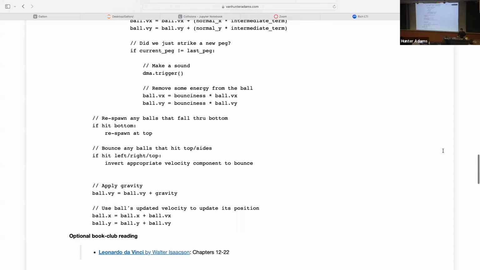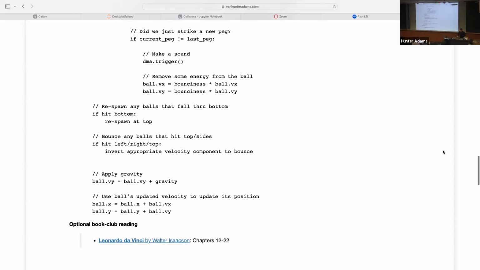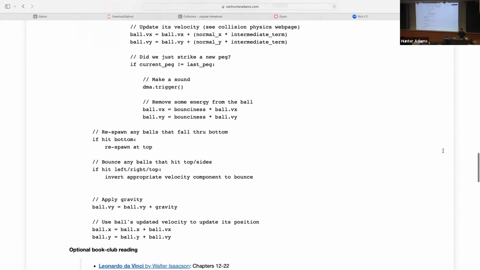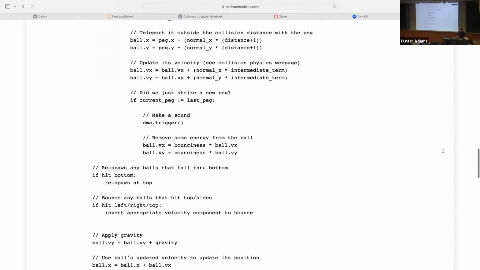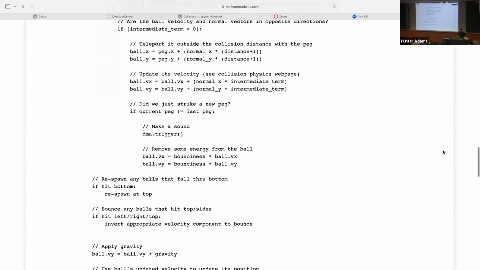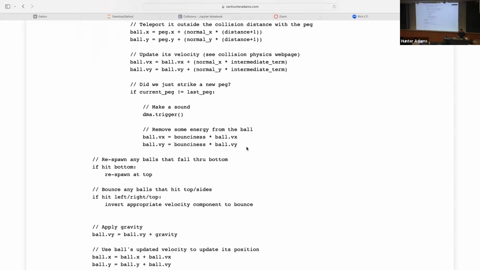Let me see here. The other thing I wanted to mention is we are doing a little bit of a cheat here that I wanted to speak to. Where is it? Right here. These 2 lines. When a ball strikes a peg, it loses some energy. It happens physically too. You strike a peg, you lose some energy to heat and vibration and sound and so forth.